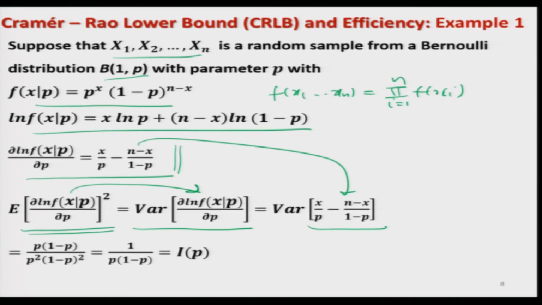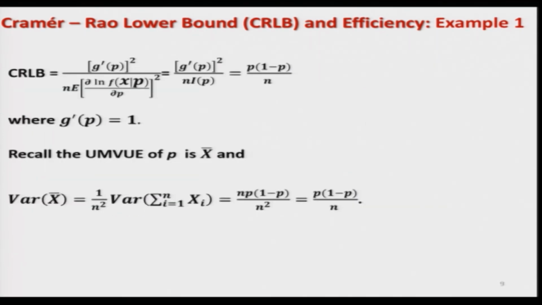And if you compute this variance, it can be obtained very easily. It will turn out to be 1 upon p into 1 minus p, and this is the information about the parameter p. So, if you try to find the Cramér-Rao lower bound, this can be obtained just by substituting all these expressions, and it will turn out to be p into 1 minus p upon n. You can see the first derivative of g(p) with respect to p is 1. This is the Cramér-Rao lower bound for this estimator.